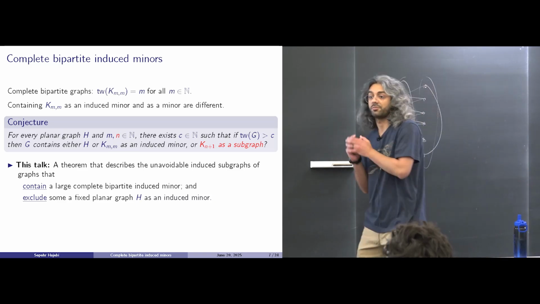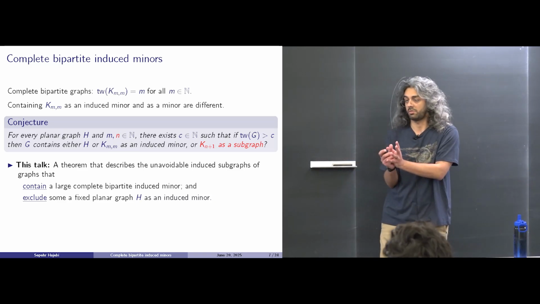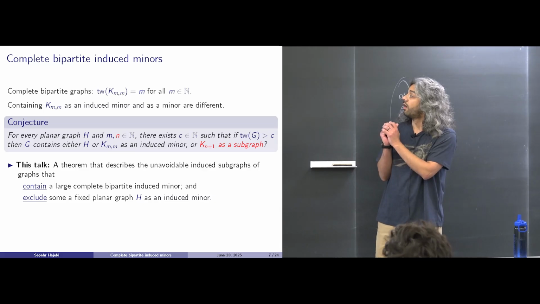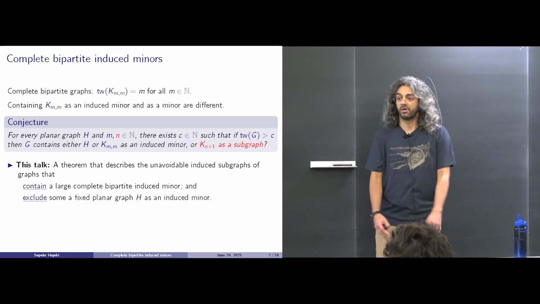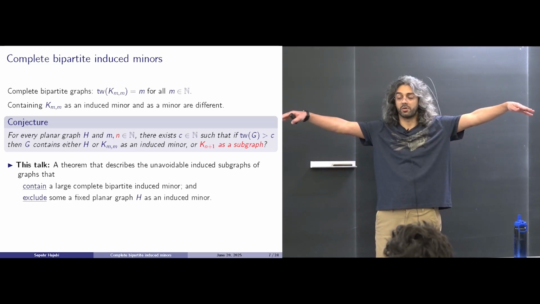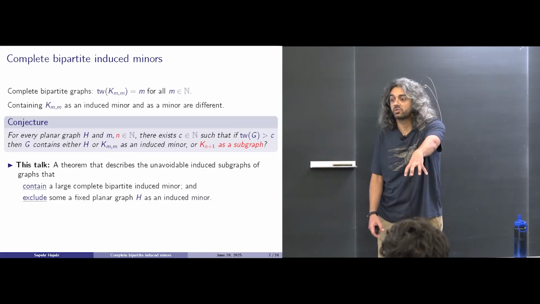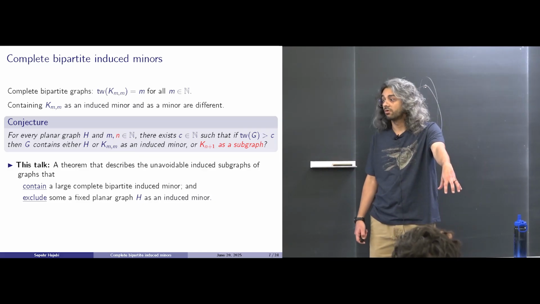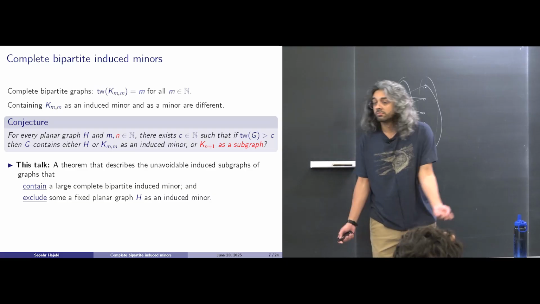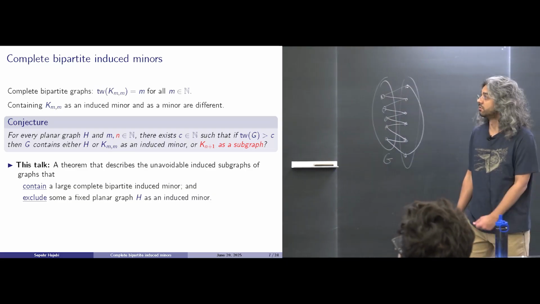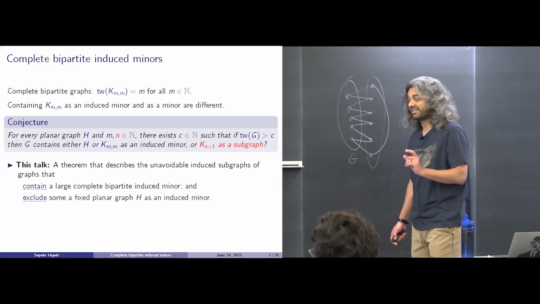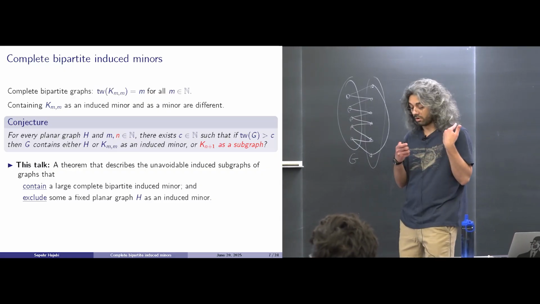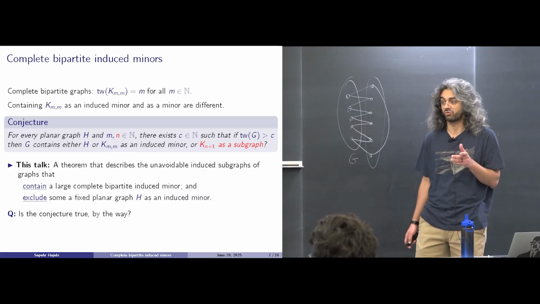So I'm going to show you the statement of a theorem, at least, and maybe some words about the proof, that tells you exactly what are the unavoidable induced subgraphs of graphs with a huge complete bipartite induced minor, and also excluding some fixed planar graph as an induced minor. So excellent, we got it. We have all the outcomes to be induced subgraphs, and we're done. Except there's still a small problem. Who said this conjecture is true?